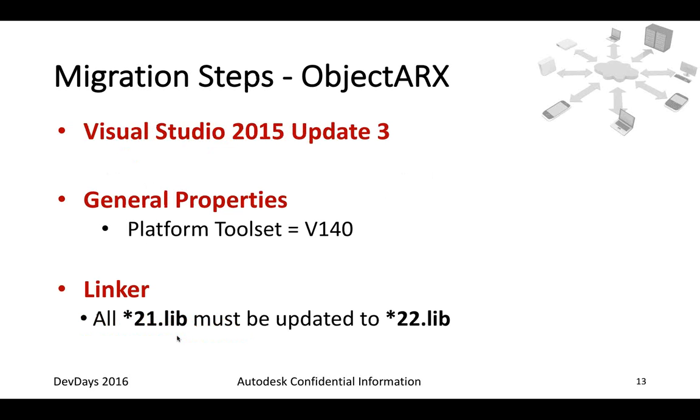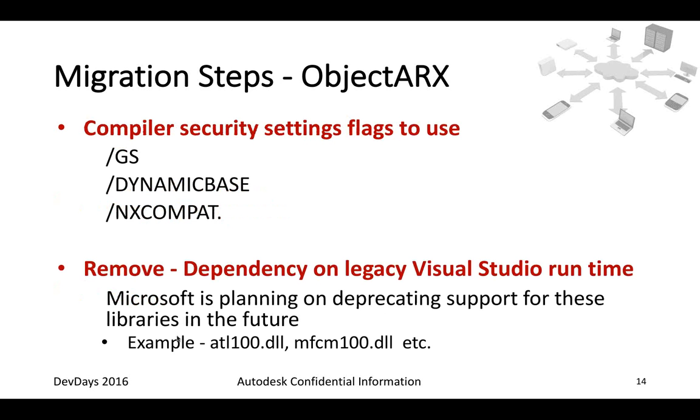To migrate Object-ARX, if you have an application that is using COM interop or loading inside AutoCAD with Object-ARX, use the new version of the Visual Studio toolset, and update the linker libraries from 21 to 22. There are also some compiler changes we're making on the C++ applications, so we have some new settings to use: GS, Dynamic Base, and NX Compact. Those changes are coming from AutoCAD, and in the future, Microsoft is planning to remove some of those old libraries, so they're planning to deprecate those.